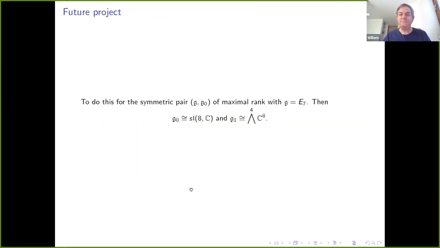And now our future project, what's that? It is to do this for a symmetric pair of maximal rank in the Lie algebra of type E7. So now instead of D4, we have E7. And as you know, E7 is much bigger than D4, much higher dimensional. There, G naught is SL8 and G1 is the wedge 4 of C8. And I expect at least 200 pages of tables or something like that.